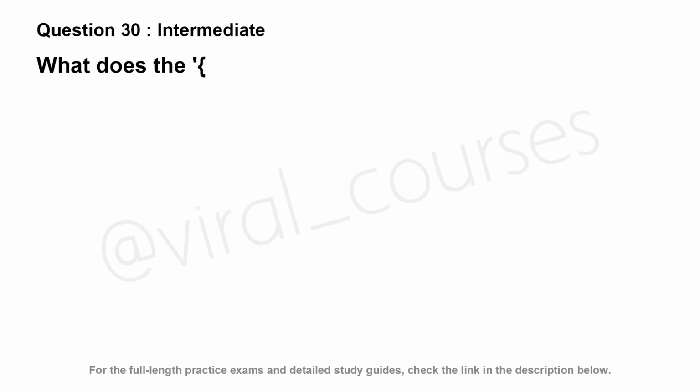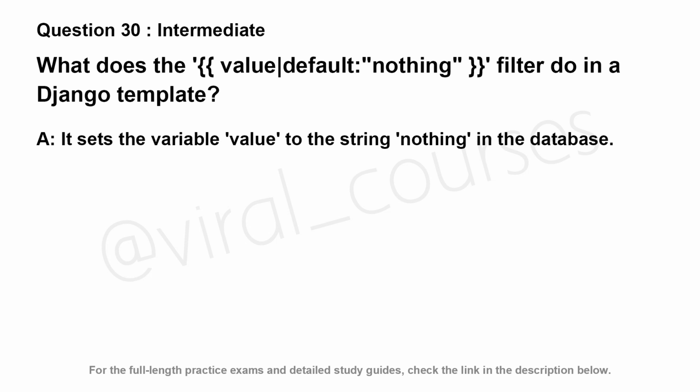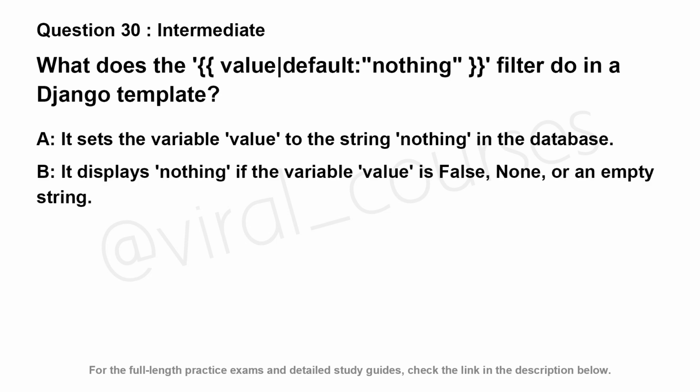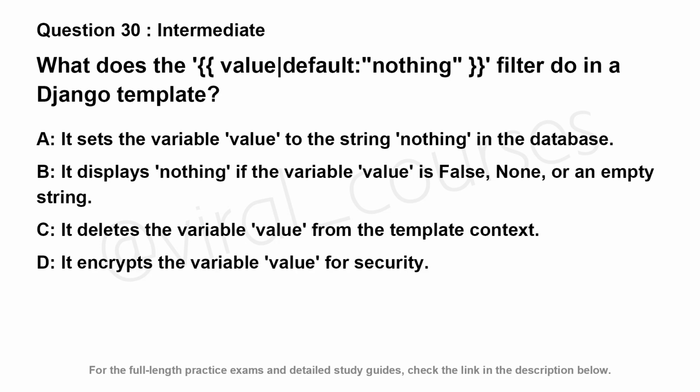What does the value|default:"nothing" filter do in a Django template? Option A. It sets the variable value to the string nothing in the database. Option B. It displays nothing if the variable value is false, None, or an empty string. Option C. It deletes the variable value from the template context. Option D. It encrypts the variable value for security.